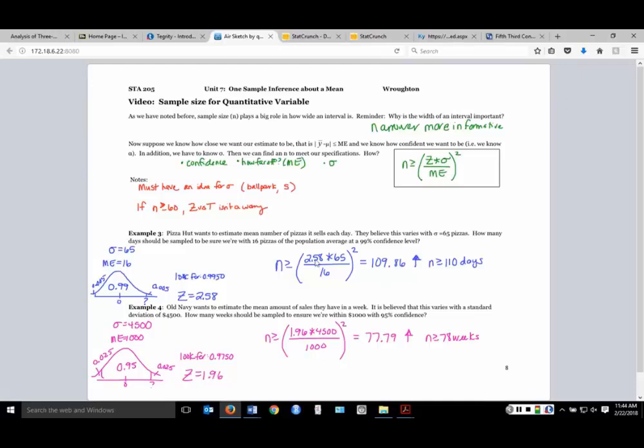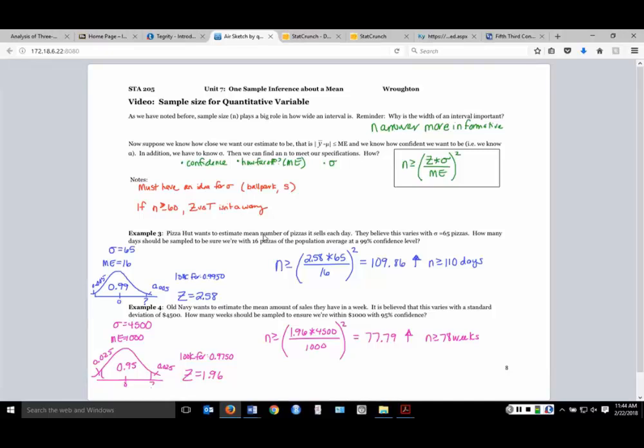Lower my confidence, maybe, is one way. That will make me not have to sample as many. I could also increase how far off I'm willing to be. So maybe before I wanted to be within 16 pizzas, maybe if I say, well, I only want to be within 20 pizzas, that will change how big of a sample I need to take.